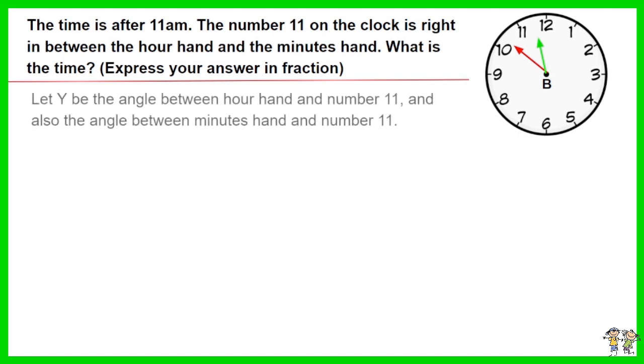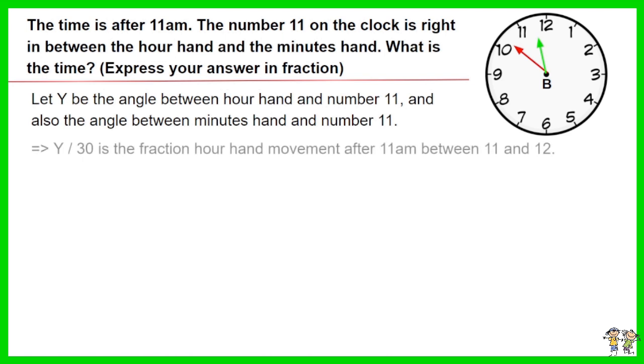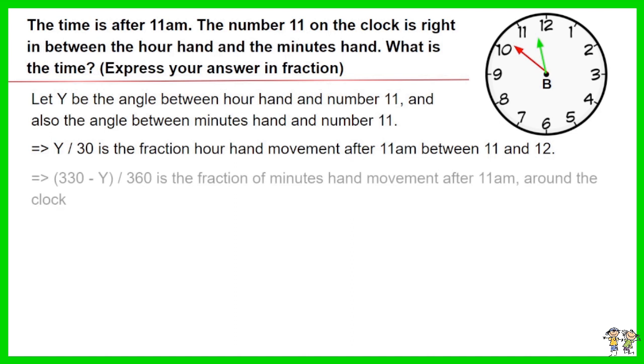Let y be the angle between the hour hand and number 11, and also the angle between the minute hand and number 11. Y over 30 is the fraction of the hour hand movement after 11 a.m. and between 11 and 12. 330 minus y, then divided by 360, is the fraction of the minute hand movement after 11 a.m. around the clock.